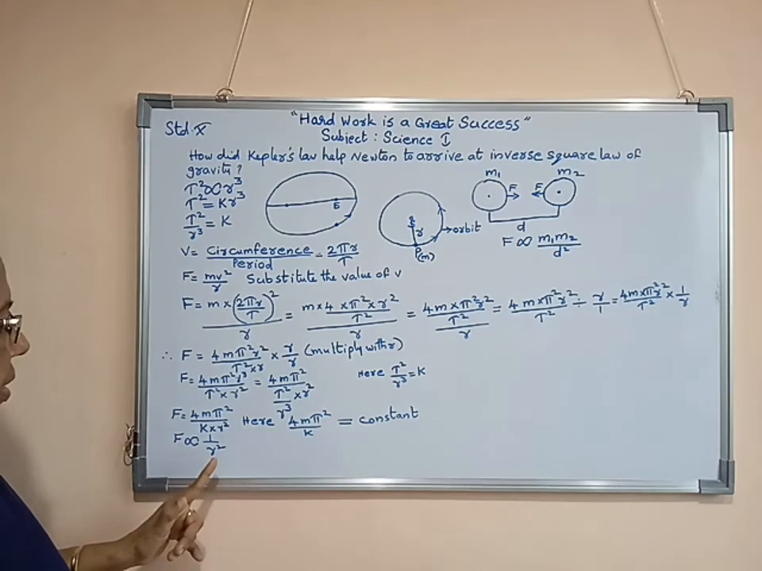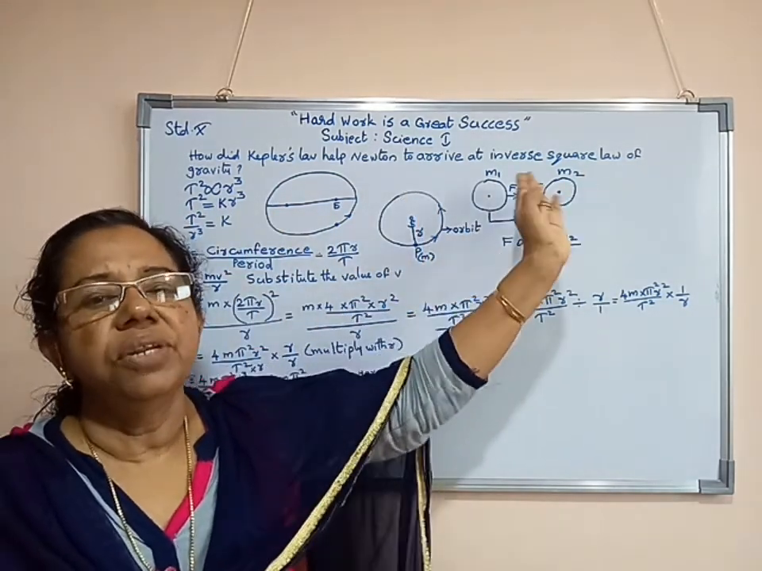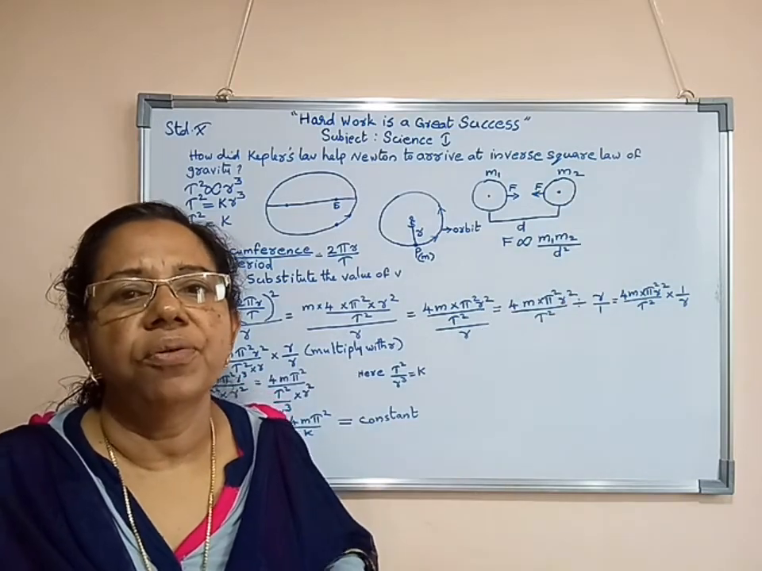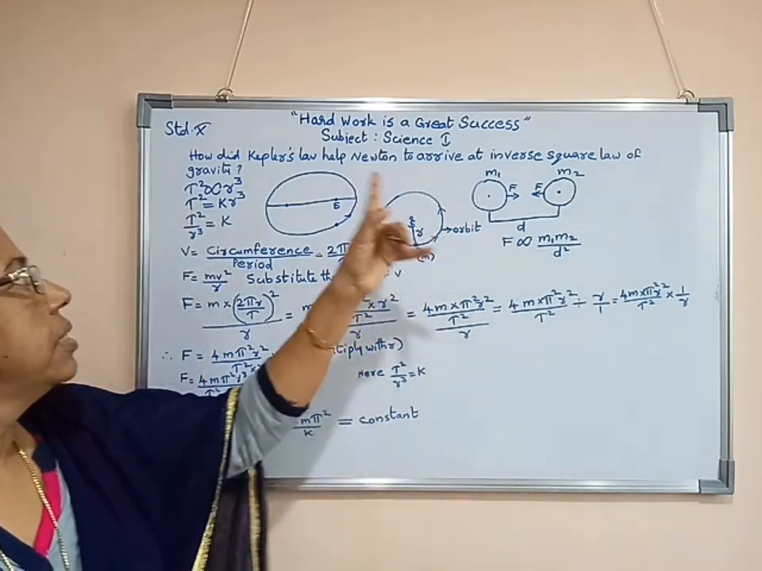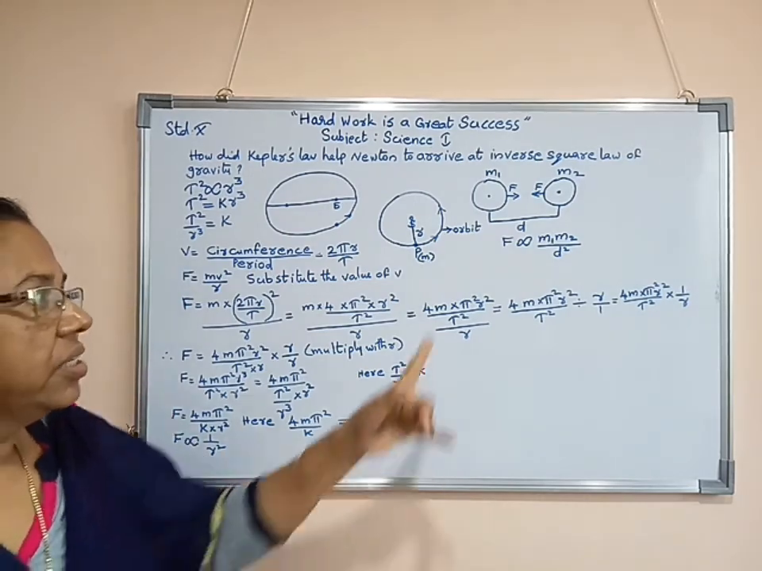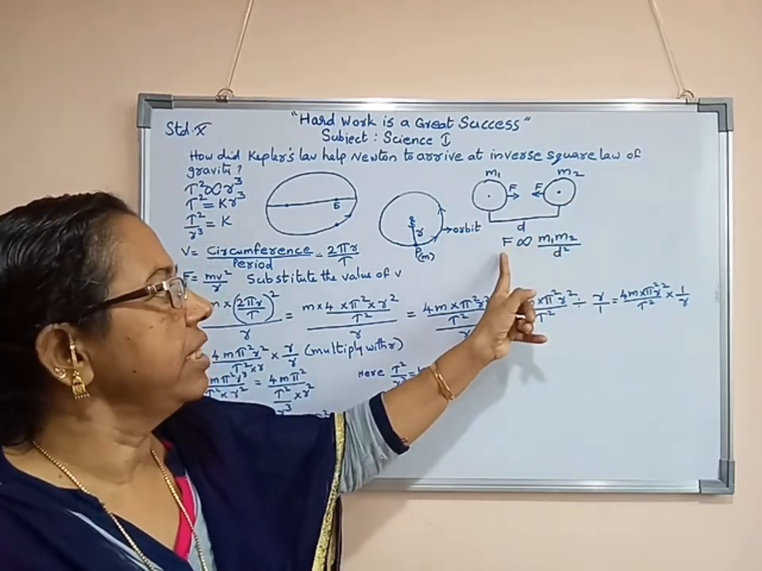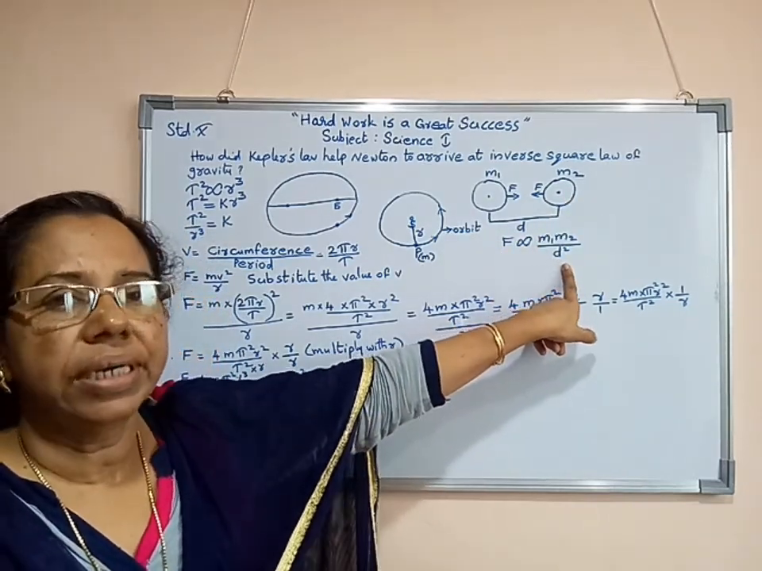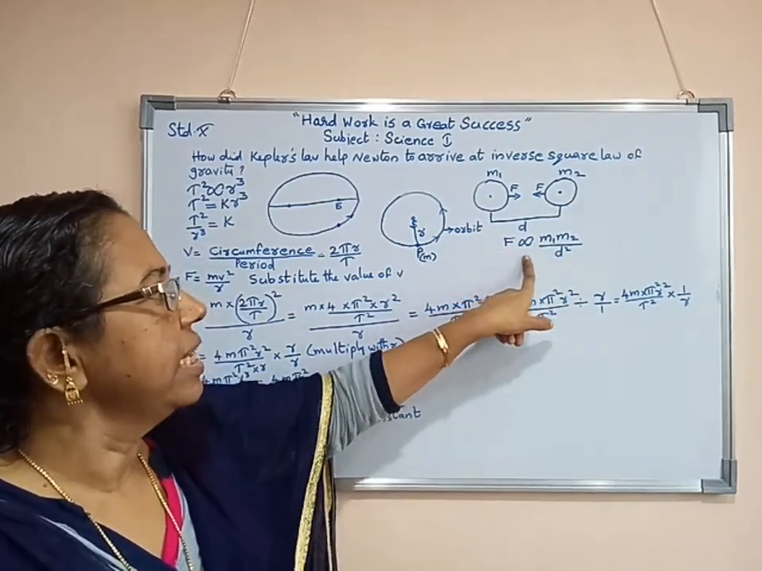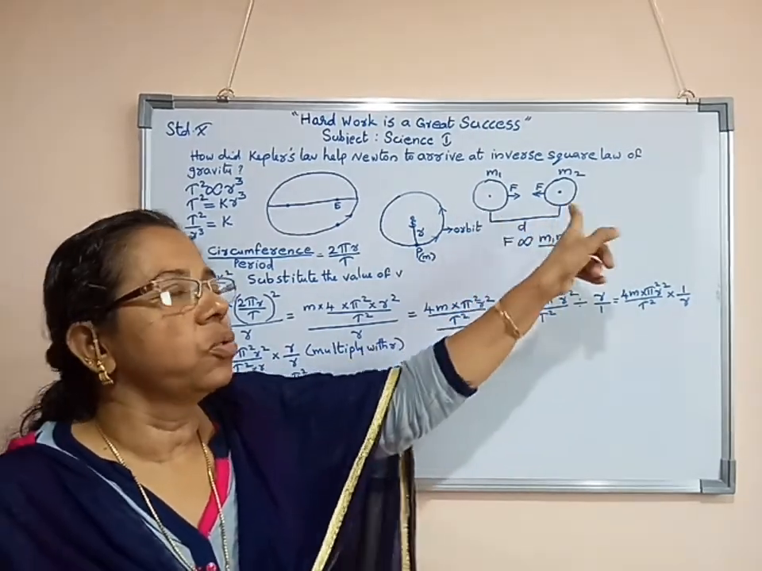So thus Newton arrived at the inverse square law of gravity. Gravity means gravitational force. So this F is the gravitational force between two bodies. Now you see here the inverse square law came. That means force is inversely proportional to the square of the distance between two bodies.